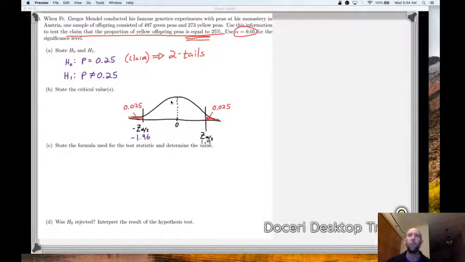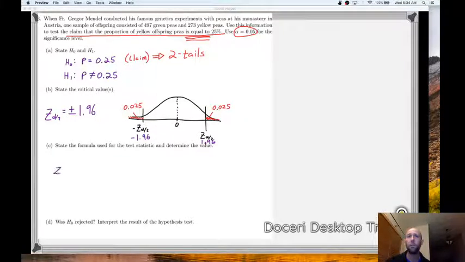And so we have negative 1.96. And the nice thing about the z distribution is it's symmetrical, and so I know that this must be a positive 1.96 on the right-hand side. And so our two critical values are positive 1.96 and negative 1.96.